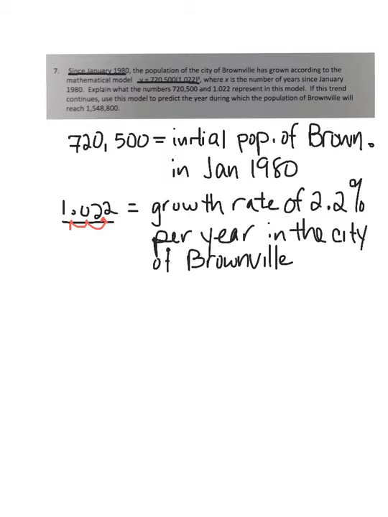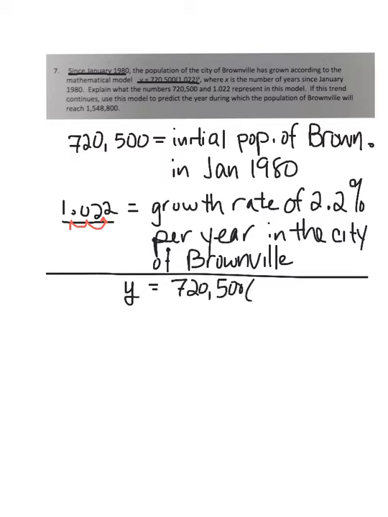All right, so then now it says use this model. So when they say use this model, they basically are asking you to use the equation. So let's go y equals 720,500 times 1.002 to the x power. And they want you to use the model to predict the year during which the population will reach this amount. Okay, so that's an amount.